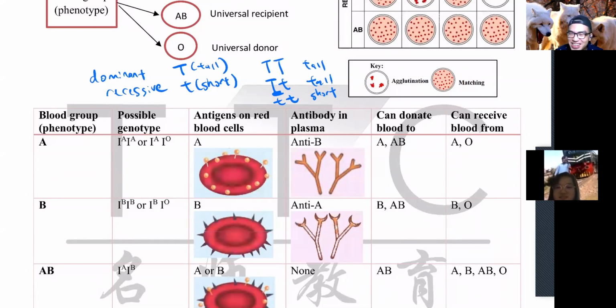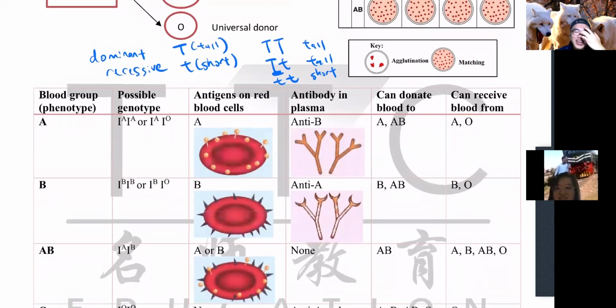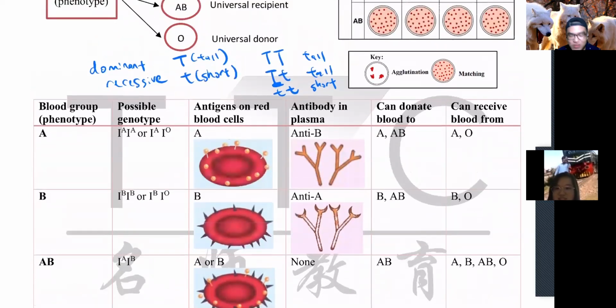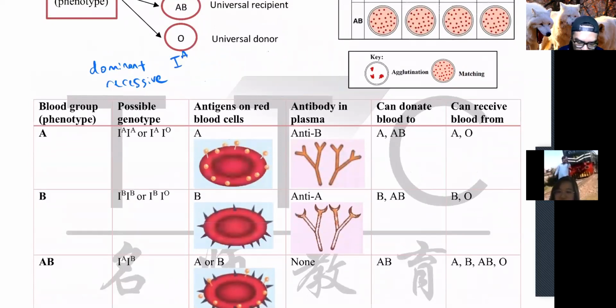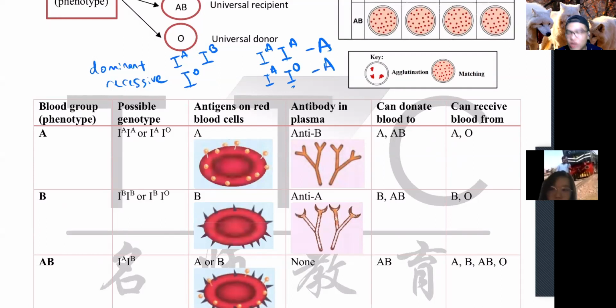So anyway, in terms of blood group, IA and IB are dominant genes. IO is a recessive gene. If you get IA from your mommy and IA from your daddy, for sure you'll be blood group A. And if you get IA from one parent but IO from the other, you will still be A, because O is the losing guy and A is the winning guy.